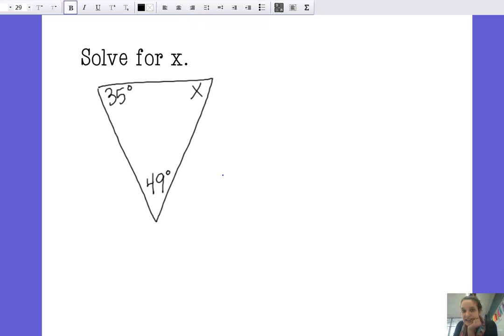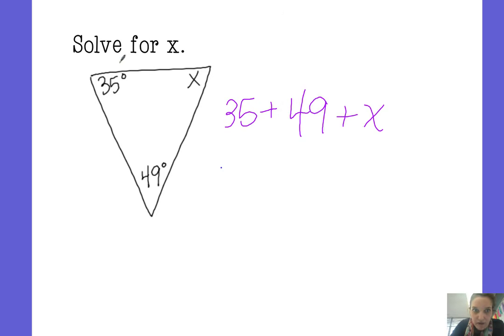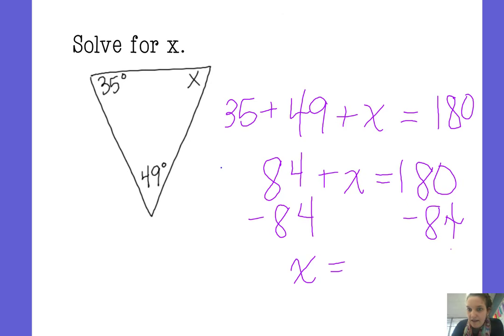So, if we look at this example, I know 2 of my angles, and I'm trying to find the 3rd angle, x. Well, I know by the triangle sum theorem that if I add those 3 angles together, they should add up to 180. So I should be able to say 35 plus 49 plus x, angle plus angle plus angle, should add up to 180. So I can combine my terms. 35 plus 49 is 84. And then I can subtract 84 from both sides. And that should give me x is 96.